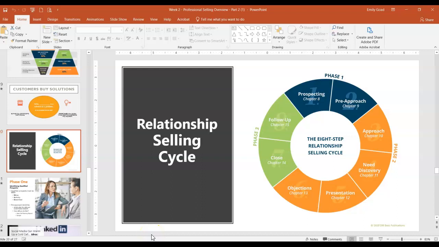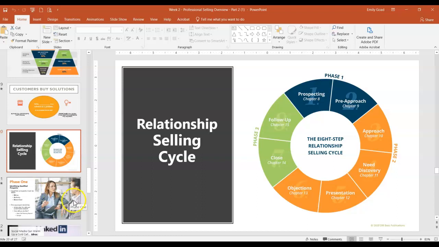All right, so this is where we left off in class. I was going briefly through the different steps or phases in the relationship selling sales process or cycle. So I'm going to go through what your book has labeled as different phases. I care more that you know what prospecting is, what pre-approach is, approach, and the order, rather than these phases. The phases are just how your textbook is grouping them.